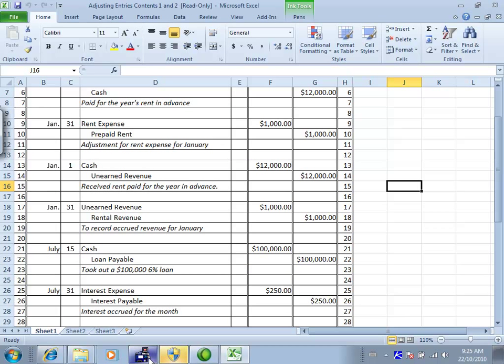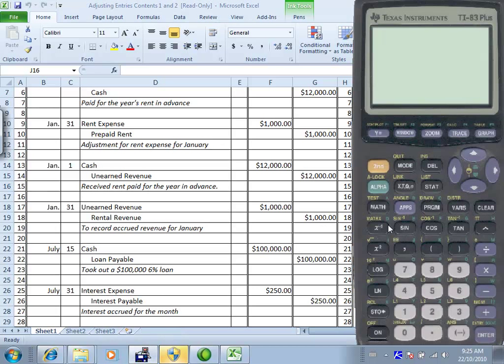So in order to calculate the amount of interest for a month, what you would do is you take the $100,000 and multiply it by 0.06. Now that would give you the amount of interest for a whole year. If you want it for a month, then we would divide that by 12. So for 1 month, they're paying $500 interest for a month.